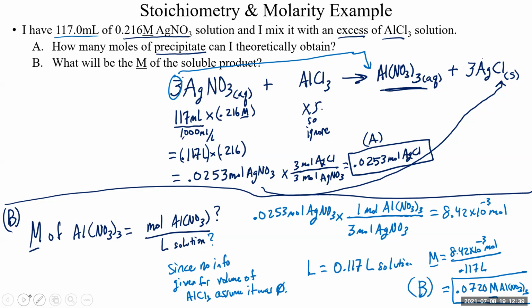Had we been given a volume and maybe even a molarity of aluminum chloride, but it still turned out to be the excess reagent, we would have taken the two volumes and added them together to get the total volume of the final solution.